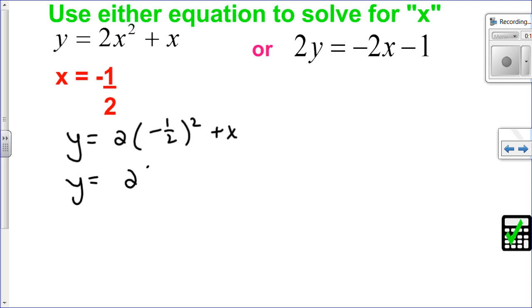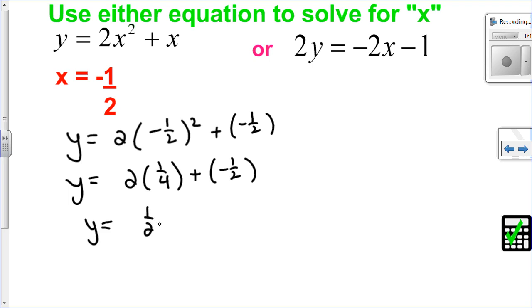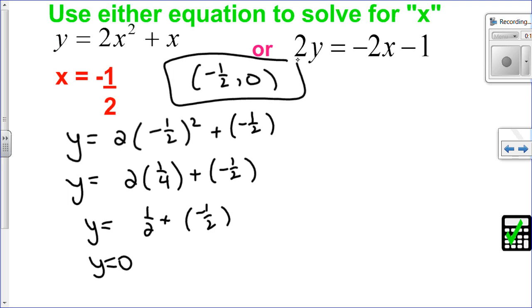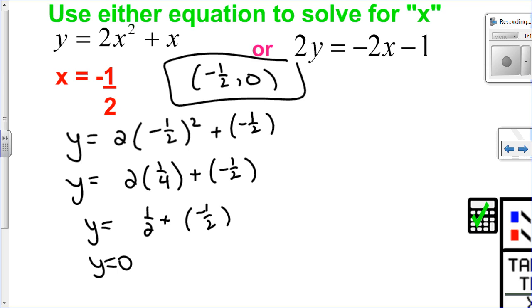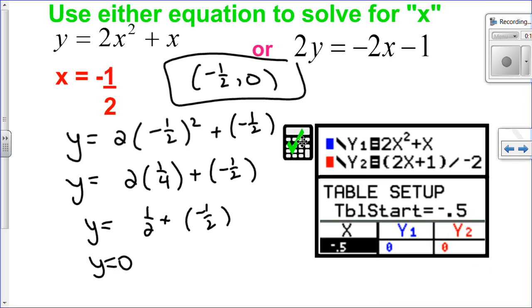So that's 2 times negative a half times negative a half is a quarter. Plus, I can also substitute x in here. There we are. So we get a half plus negative a half, which is 0. So my point of intersection, or my solution, is negative a half and 0. Just like I did last time, we of course can check this. And you can see in the table, check always happens in the table, y1 equals y2, so I know that I am correct.